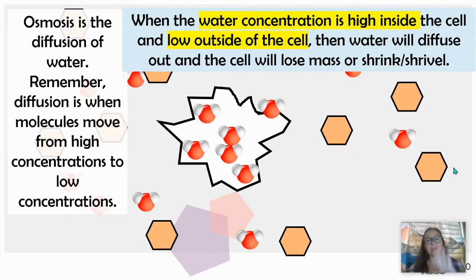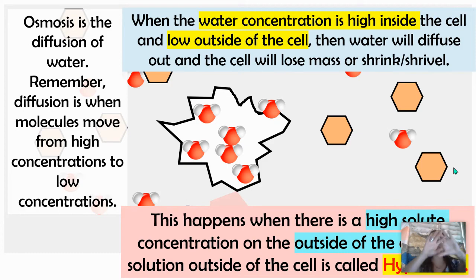So for those of you who like words, let's go ahead and read what has happened. When the water concentration is high on the inside of the cell and low on the outside, then water will diffuse out and the cell will lose mass, or it'll shrink or shrivel.